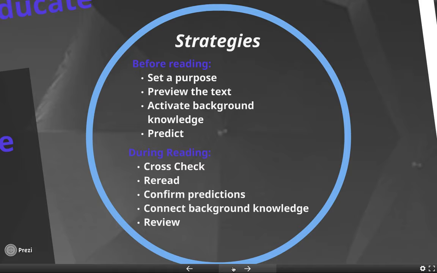And the last one is prediction. Now, this one really applies to fiction, but it can be utilized with nonfiction and informational pieces. You can predict not necessarily the outcome of what you're going to be reading, but the relevance to what you're looking for.